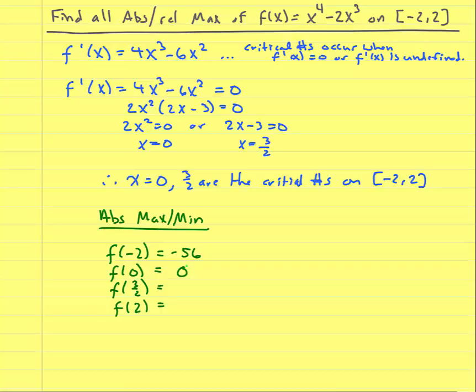Now plugging in 3/2 is not going to be as easy, so of course you could grab your calculator for something like that. And so I'm plugging this into my calculator, 1.5 squared, and I get 0 back out for 3/2. That's interesting. And if I plug a 2 in, 4 times 2 cubed minus 6 times 2 squared. And this is equal to 8.